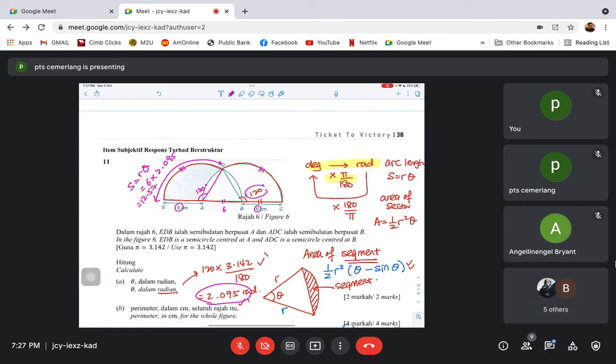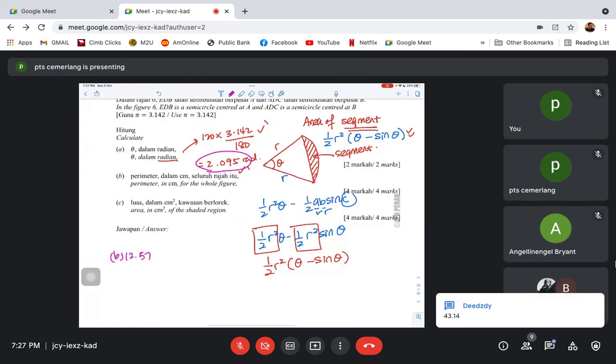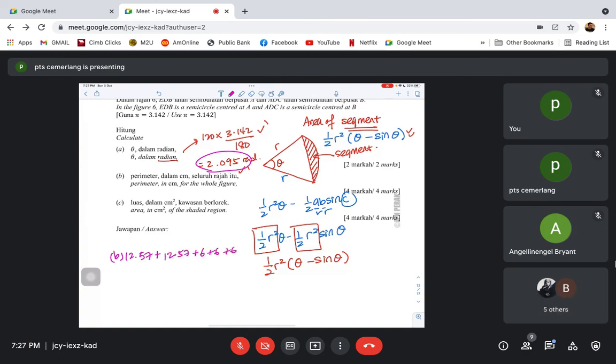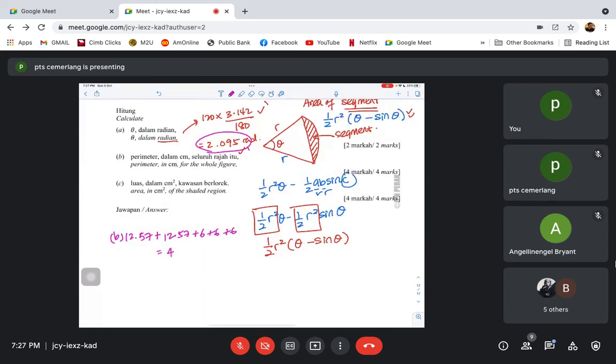Now 12.57, this is 12.57. So what we do with all the numbers, you just add them up lah, you tambahkan saja. So therefore you got 12.57 plus 12.57 plus 6 plus 6 plus 6. Okay, ada 36 tu kan. So just add them up and you should get the answer, which is 43.136. Okay, so there you go. Itulah jawapan perimeter kamu.